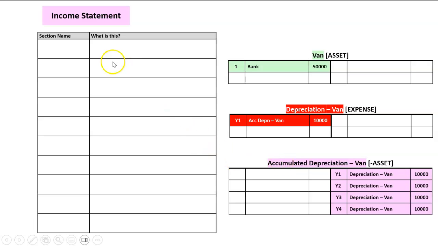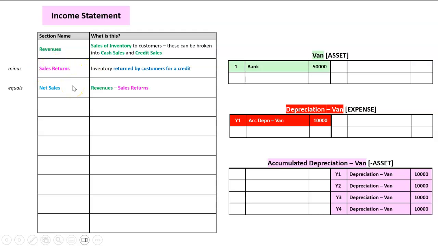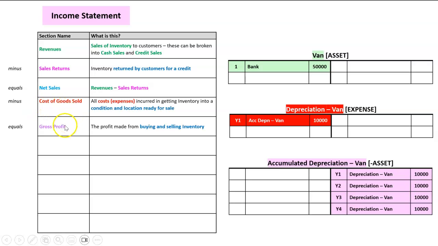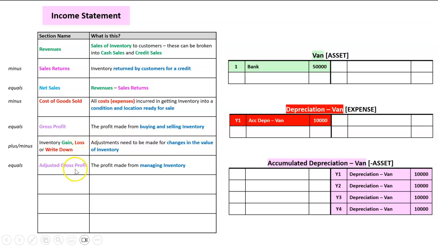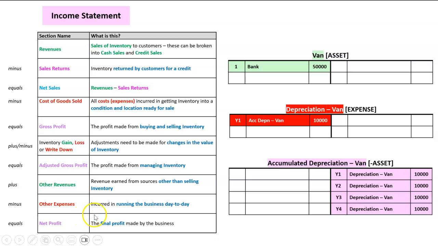So if we look at the income statement, we had all these sections. We had revenues, and then we lessed any sales returns, and that gave us net sales. The next thing we did was we took out the cost of goods sold, and that gave us gross profit. But we also said we want to plus or minus any adjustments for inventory, so inventory gains, losses, or write-downs. And that gave us adjusted gross profit. Then we had other revenues, so revenue earned from sources other than selling inventory. And then we had this section for all the other expenses called other expenses. And that gave us a net profit.